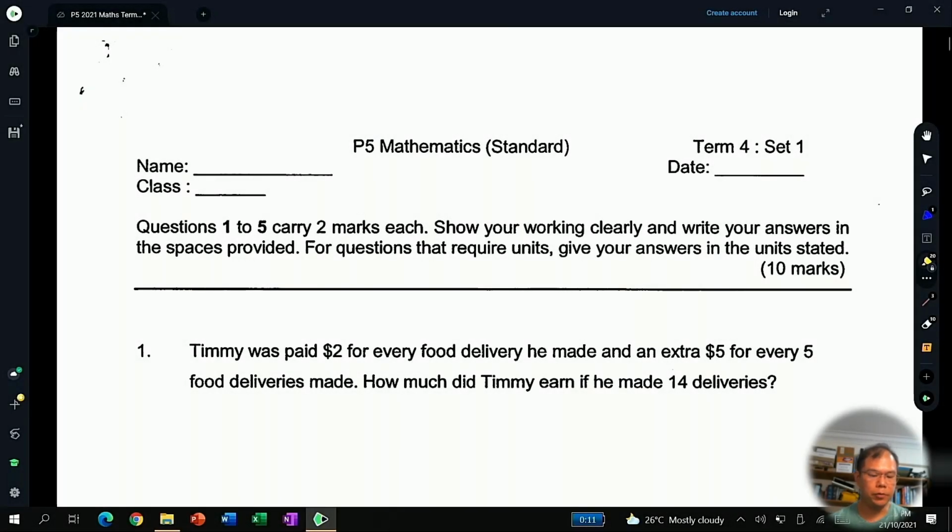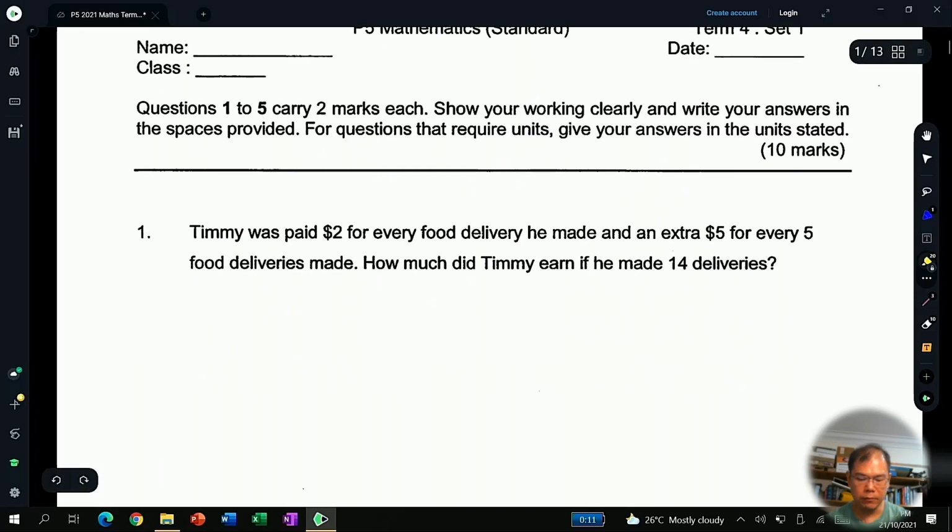Alright, so I'm going to go through the term 4 set 1 paper 2. Okay, let's start with the first question.